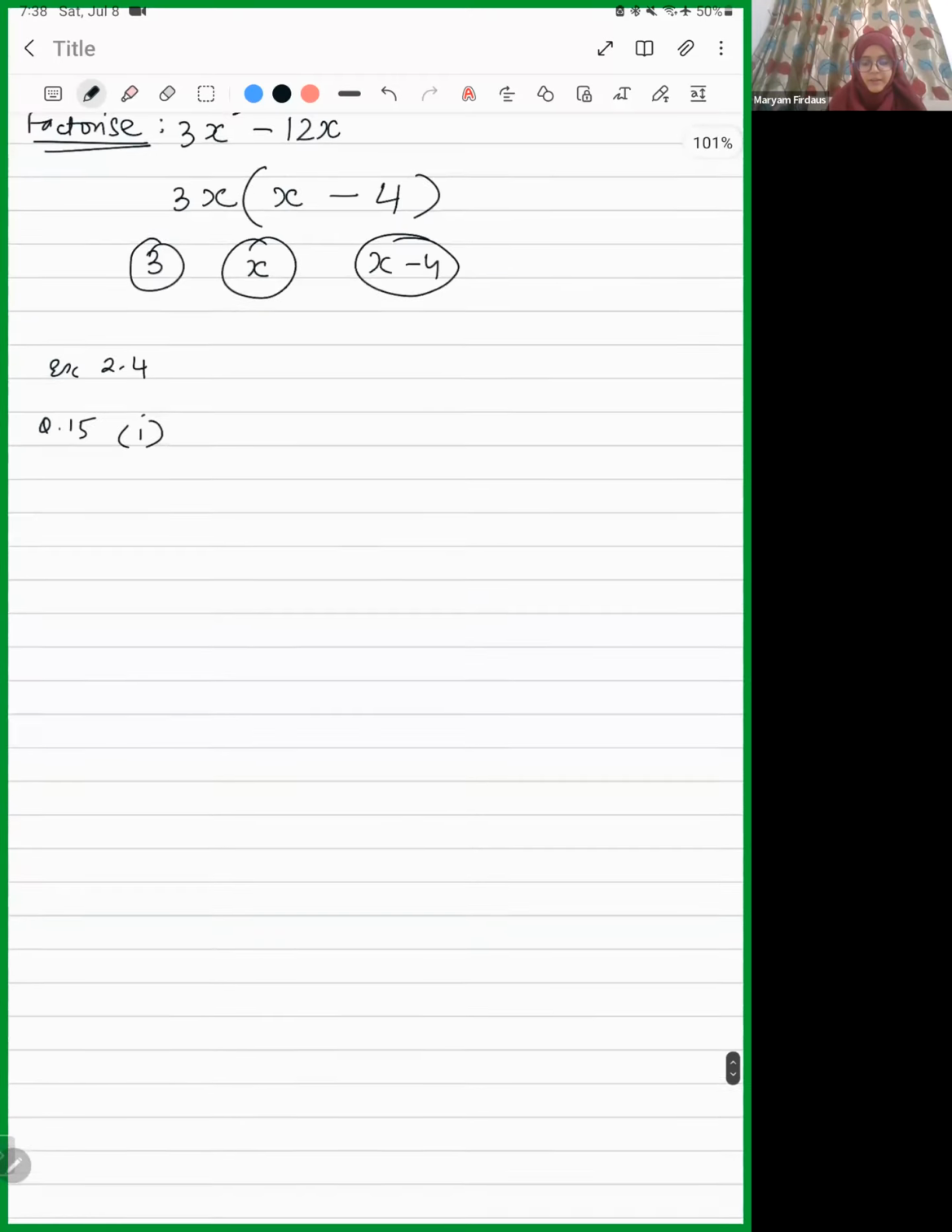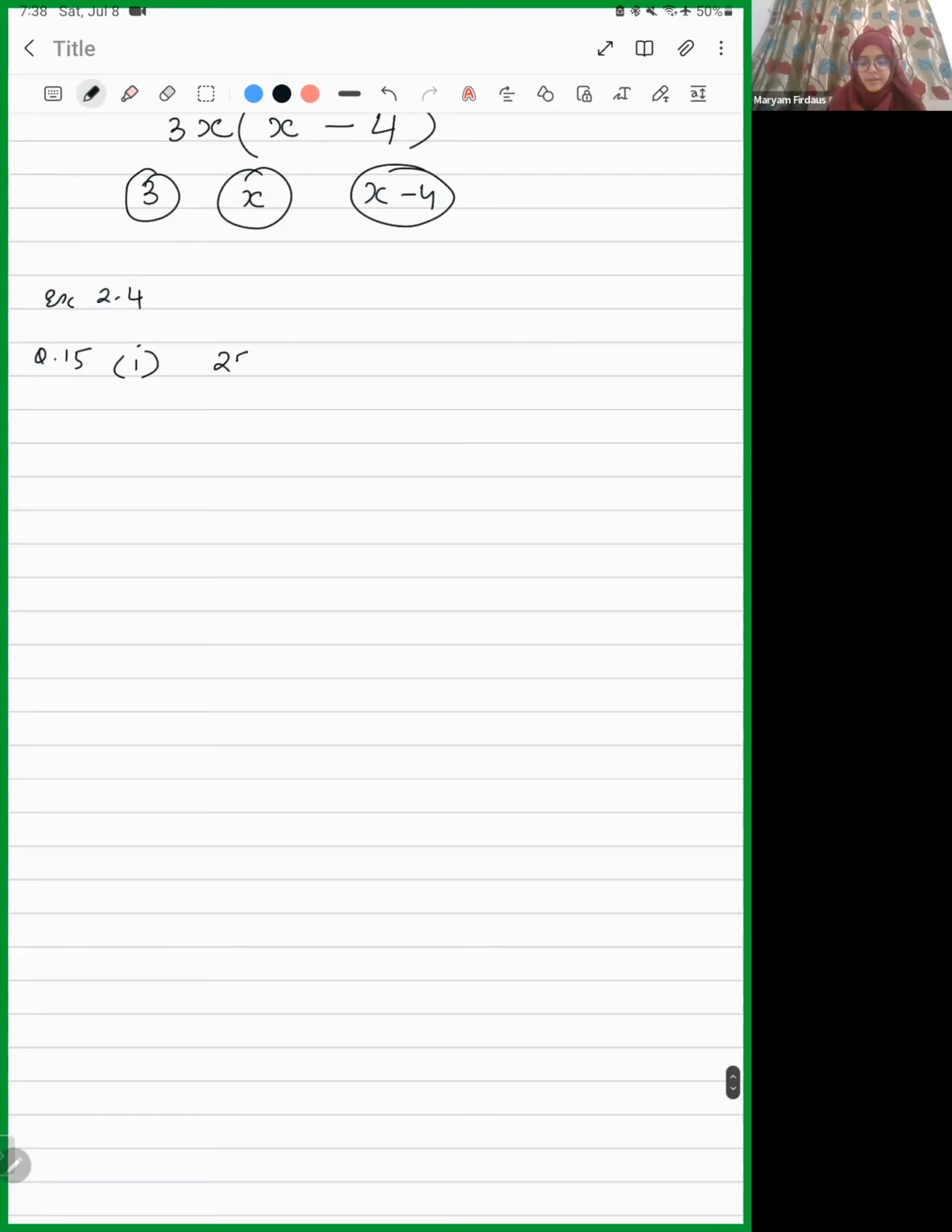2.4, question number 15, the first part. (25a square minus 35a plus 12). What are we supposed to do? We're supposed to give possible expressions for the length and breadth of the following rectangles. Okay, so apparently there's a rectangle and the area is this. This is the area. You're supposed to find possible expressions for length and breadth.